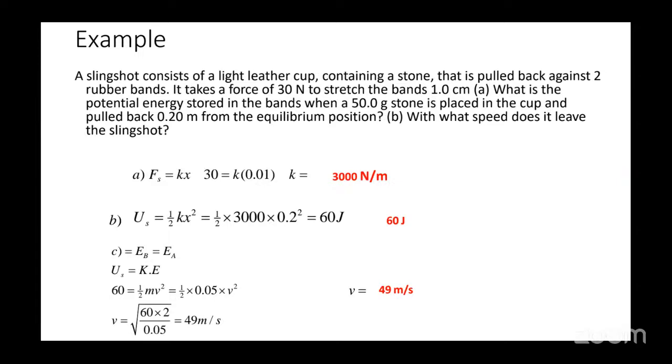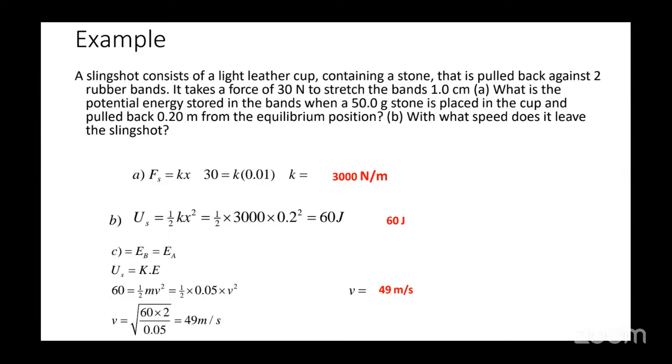That gives us k to be 3,000 Newton per meter. Now we know our k, we can find our potential energy, which is half kx squared. K is 3,000, x is 0.2, because the slingshot is stretched 0.2 meters. If we substitute those values into the expression, our potential energy would be 60 joules. That is for A. For B, we are asked to find the speed at which the stone will leave the slingshot.